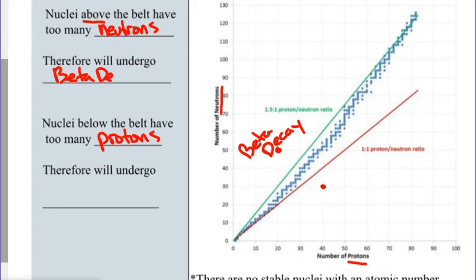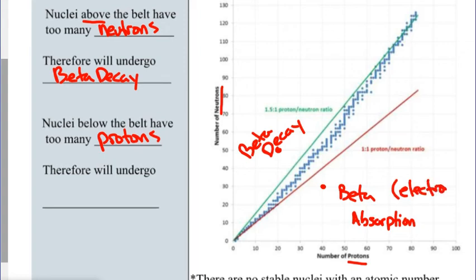If we recall from our last set of notes on nuclear chemistry, beta decay changes a neutron into a proton. So our atomic number increased every time a beta particle was released. Right? If we land below the belt of stability, this is where we get beta absorption, or what sometimes is referred to as electron capture. Okay? So we'll say, therefore, we'll undergo electron capture.